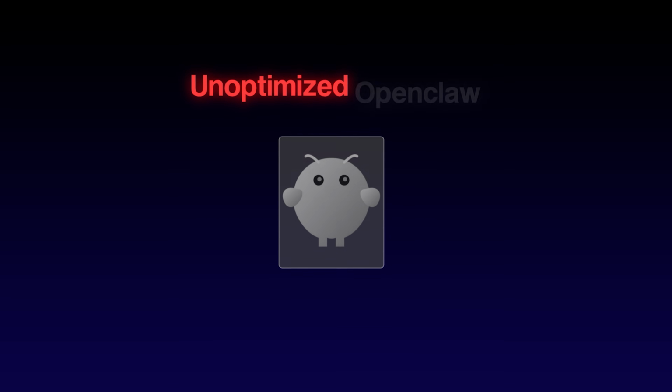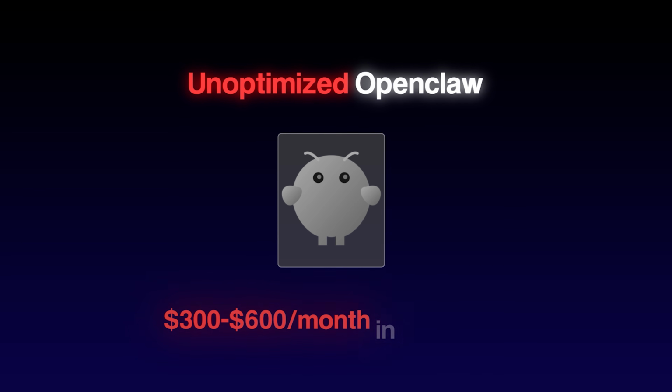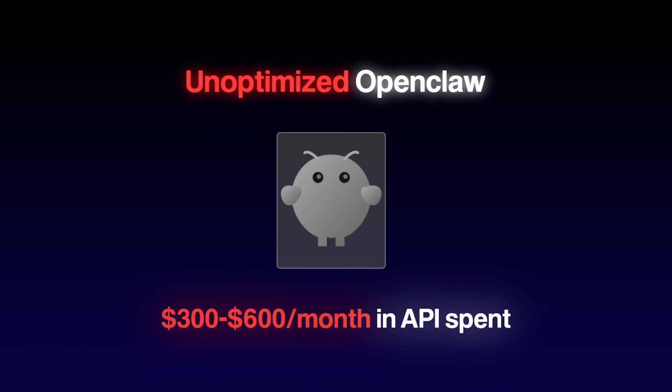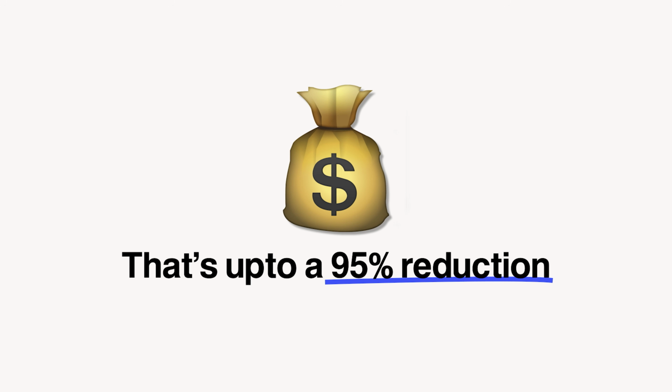Okay, so let me put all of this into perspective. For an optimized OpenClaw, you're going to be looking at $300 to $600 a month in API spend. Some people even more. Now with model routing, a VPS, optimized heartbeats, regular compacting, and QMD, you're going to get that to under $25 a month. And that's up to a 95% reduction. So here's my honest take. If you're spending hundreds of dollars a week on OpenClaw and you're not building anything that either saves you money or makes you more money, then what are you really doing?